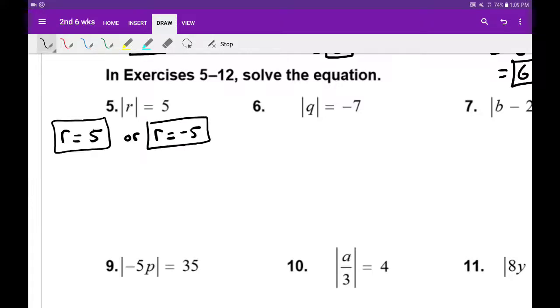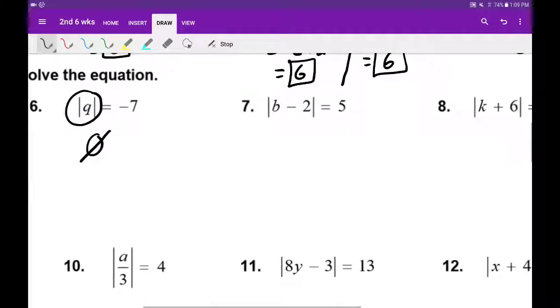Okay. For ones like number 6, you really got to watch out for those because absolute value numbers are always positive. There's no way a positive can equal a -7. So when you have a situation like this, it doesn't matter what's between the absolute value bars, it's going to be a positive number. And again, no positive number equals a negative. This is a no solution.